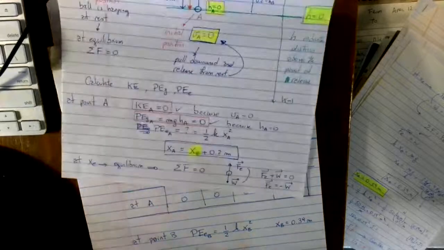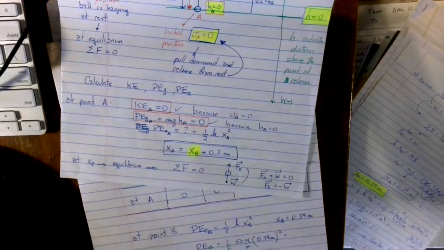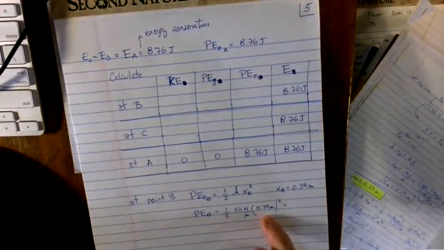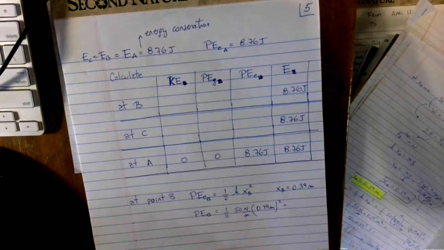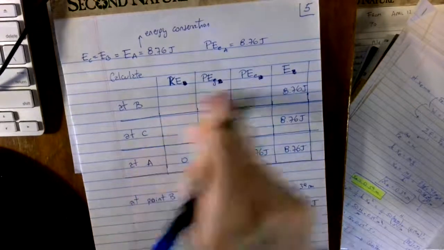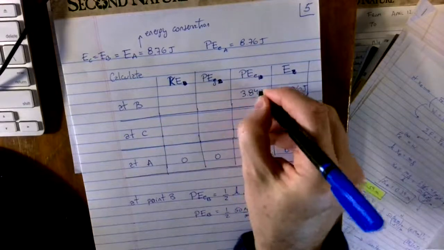Okay, so then you calculated this PEB equal to 1/2 times 50 newtons per meter times 0.39 meters squared. You do this calculation. Sorry if I didn't show this correctly. What you get is 3.84 joules, and this is the value that you put here, 3.84 joules.